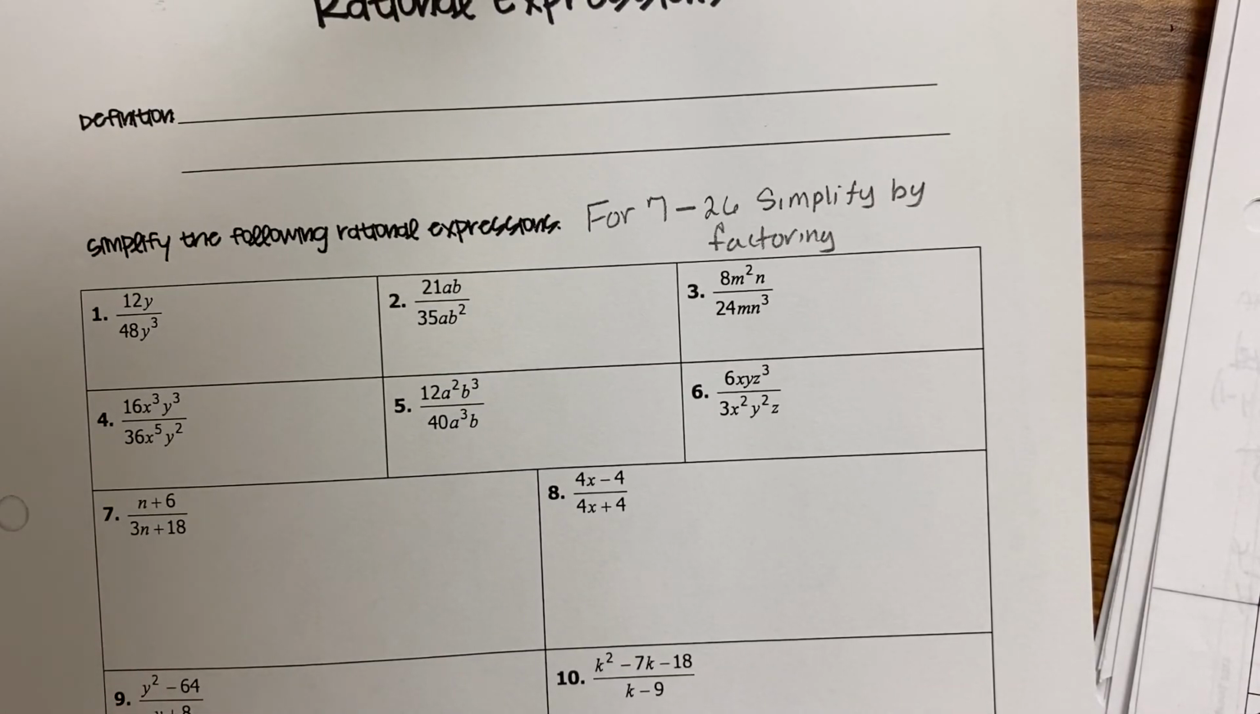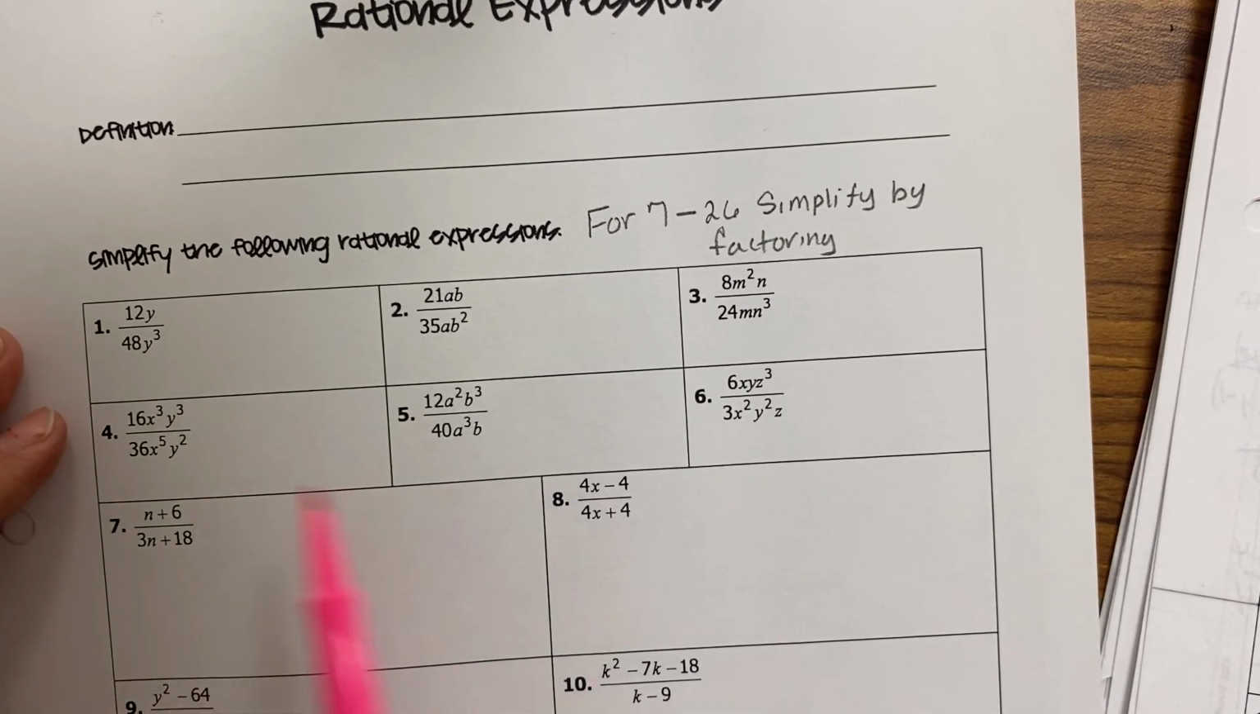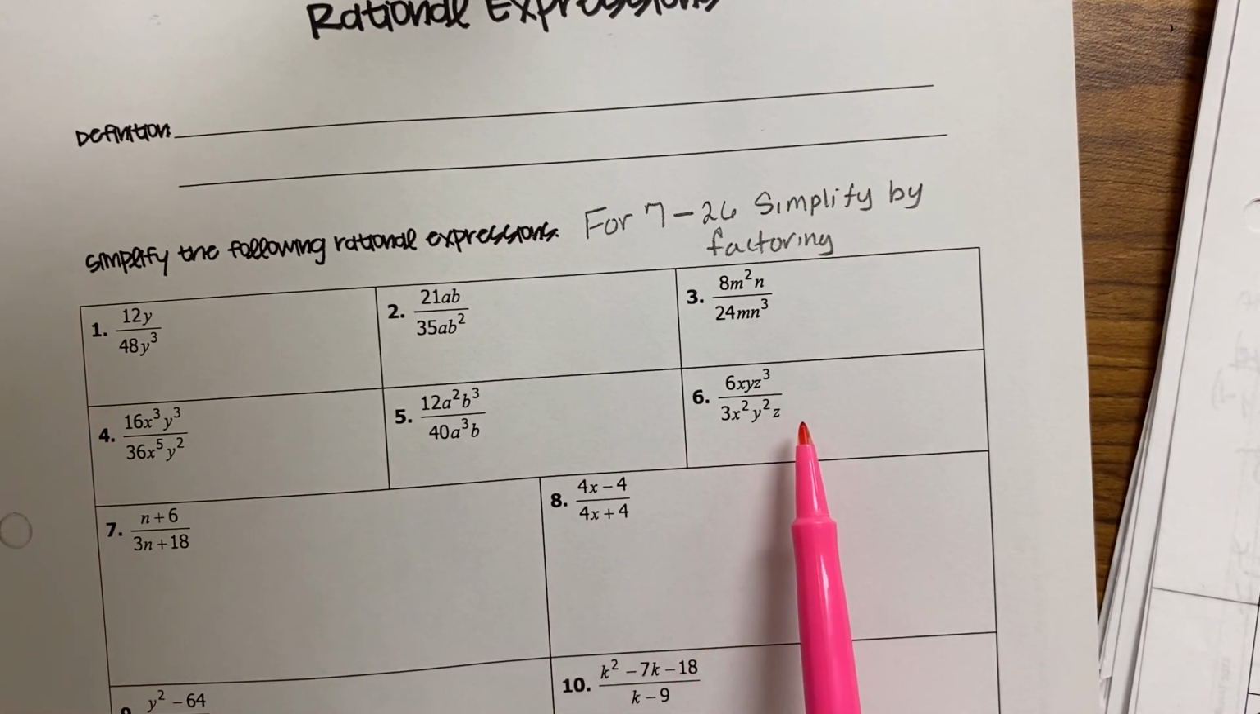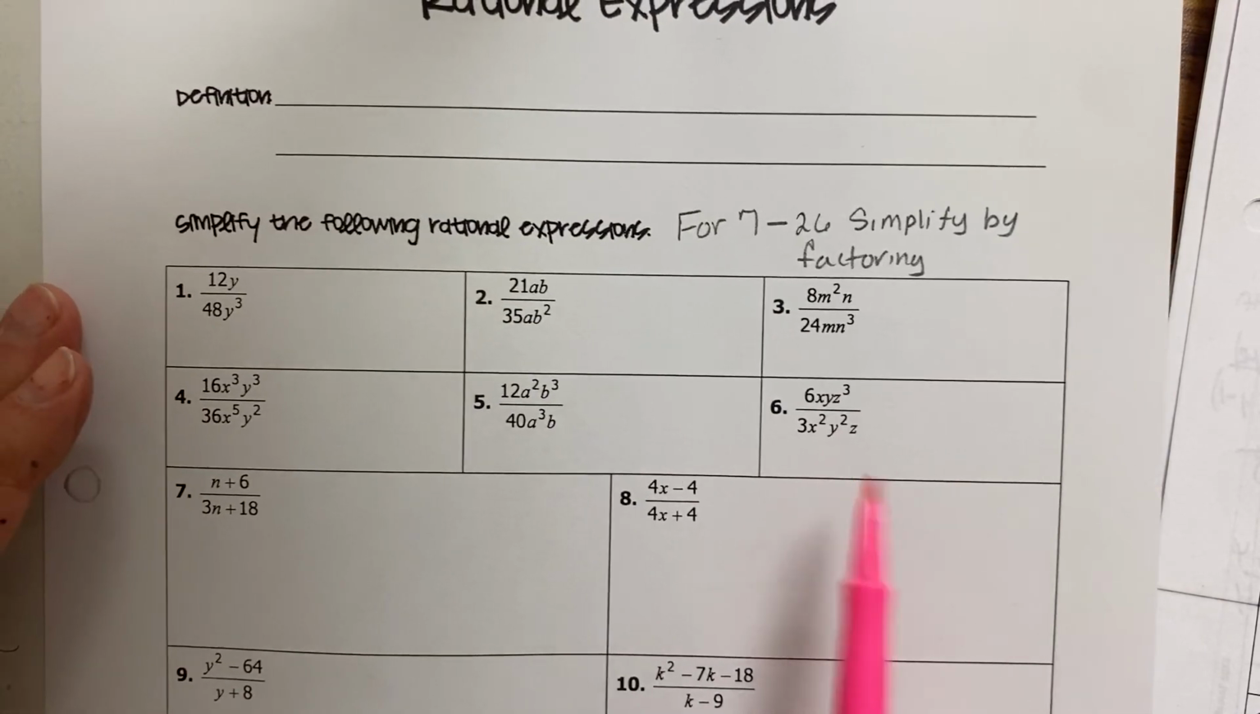Okay, so I will do a few, just one or two of the homeworks with you. 1 through 6 is just going to be simplifying. That's your exponent rules.